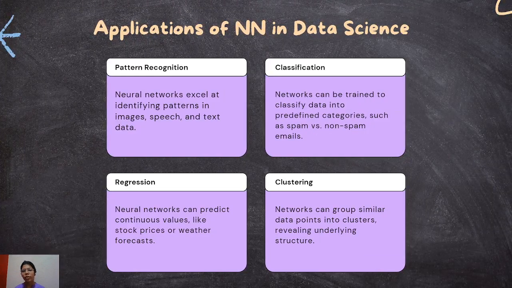Then what are the applications of NN in data science? First is pattern recognition, such as images, speech, text, facial recognition. Neural networks definitely help in such kinds of models and projects. Then we have classification. Networks can be trained to classify data into predefined categories such as spam and non-spam emails. Then we have regression, which can predict continuous values like stock market prices or weather forecasts. Then we have clustering, in which it can group similar kinds of data together.